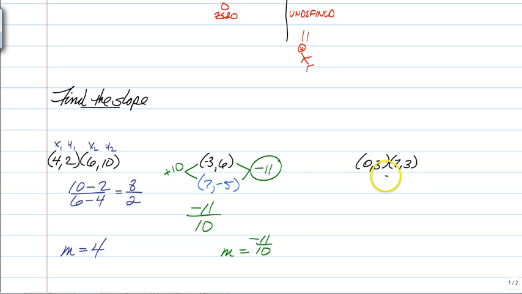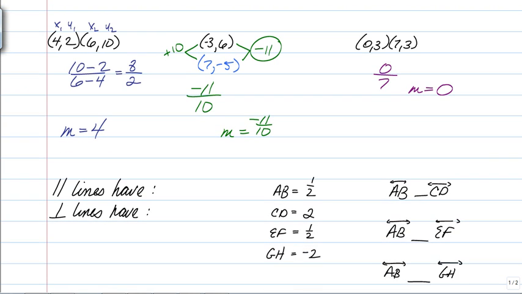Next one, we have 3 minus 3, which is 0, over 7 minus 0, which is 7. And whenever 0 is on top, our slope is just 0. Now keep in mind, if 0 is on the bottom, that would be an undefined slope, because you can never divide by 0. That's why we call the slope undefined.